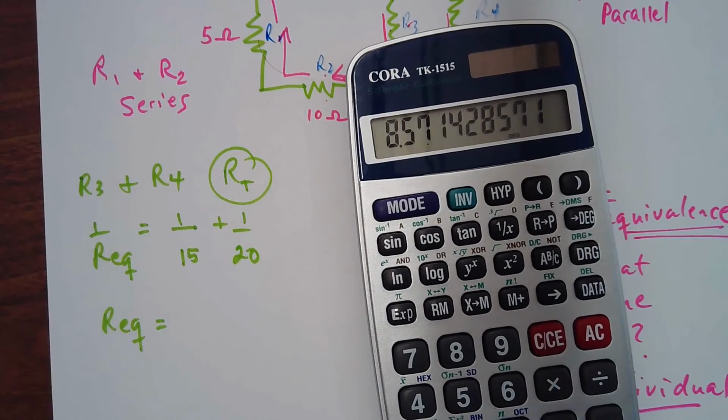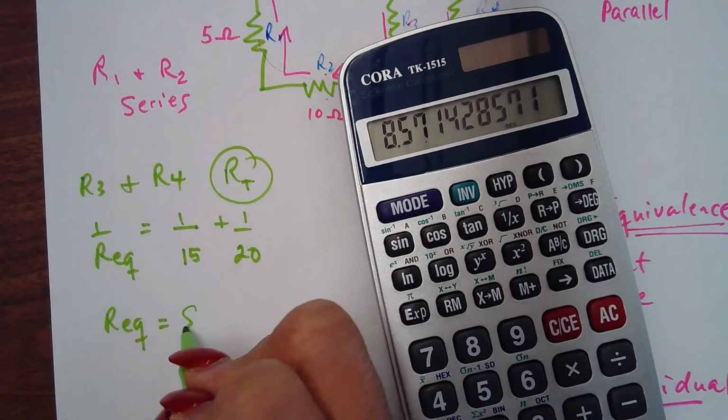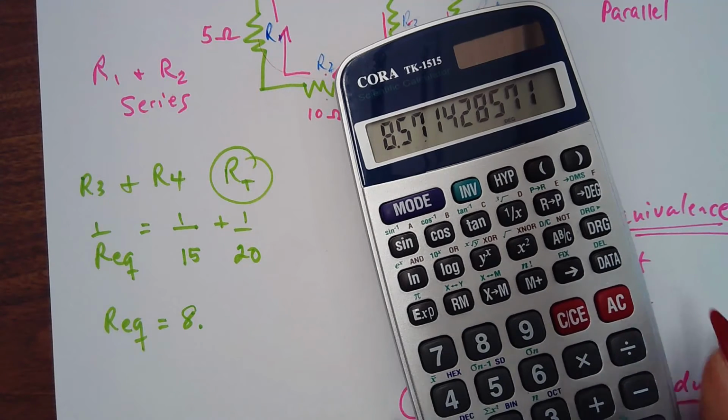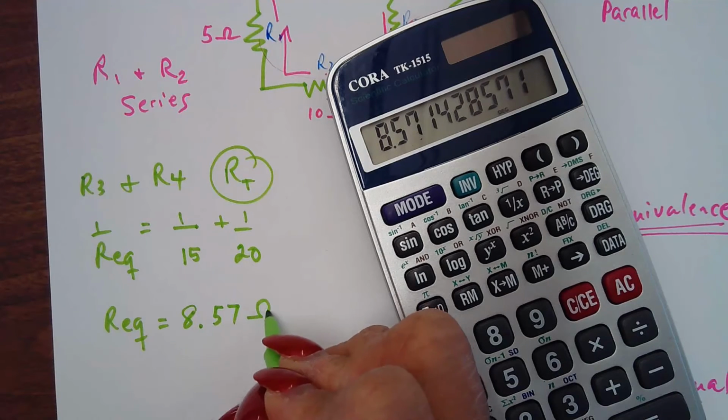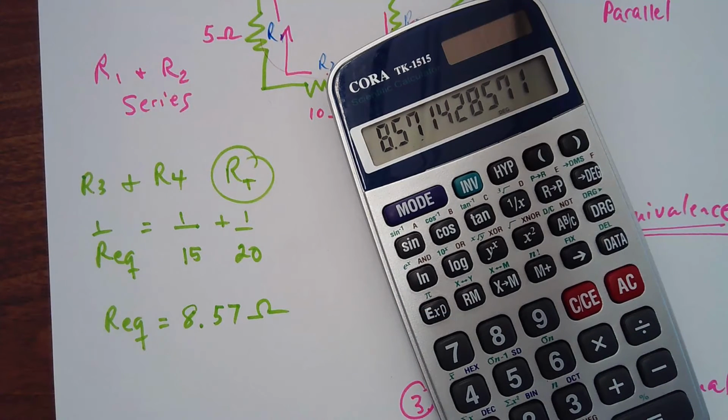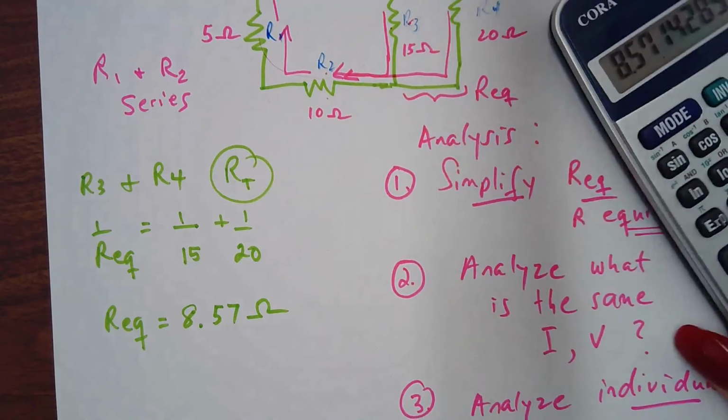Let's do 2 decimal places. Do not round off. Okay? With electricity, you have to use at least 2 decimal places. So this is going to be 8.57 ohms. So we're in the simplification here, simplifying it.